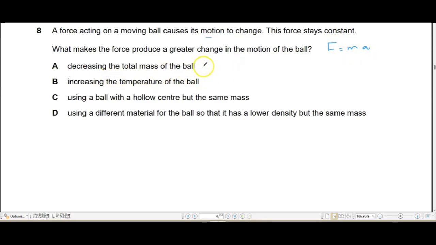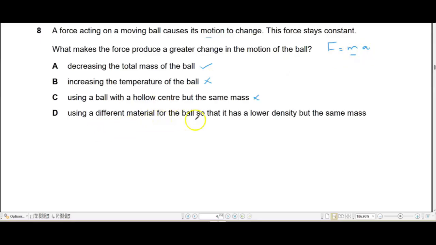Decreasing the total mass of the ball. Yes, this is a good option. Increasing the temperature of the ball. Temperature has nothing to do with force, motion and acceleration. So this is not going to work. Using a ball with a hollow center but with the same mass. If the mass is not being changed, there is going to be no change. Either the mass has to change or the acceleration has to change.